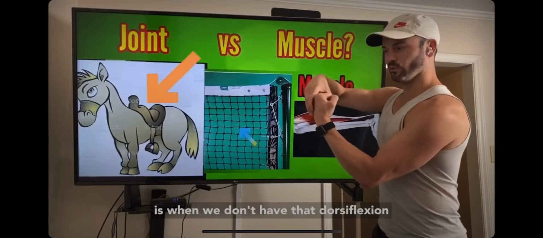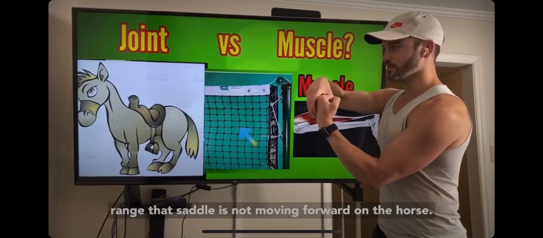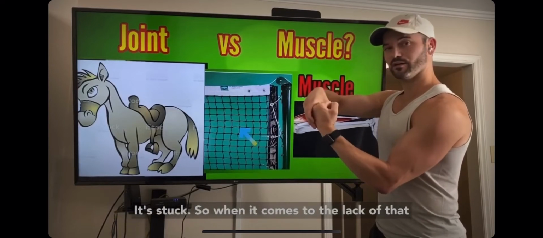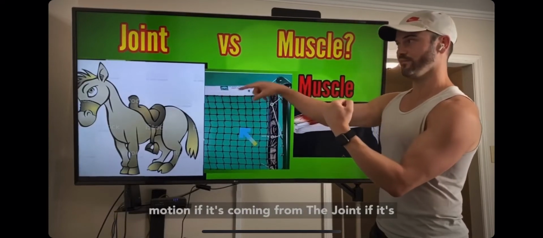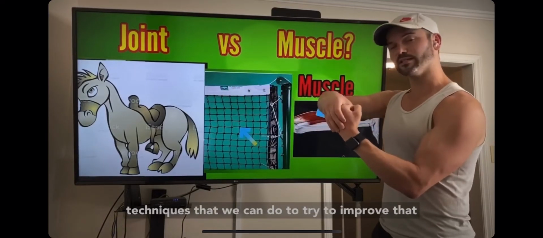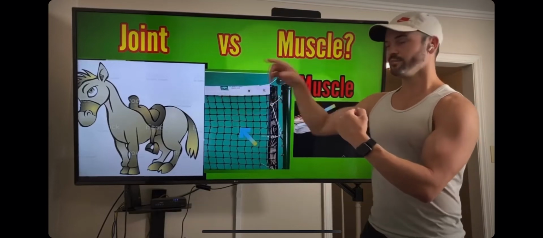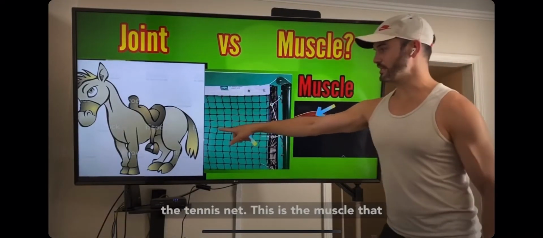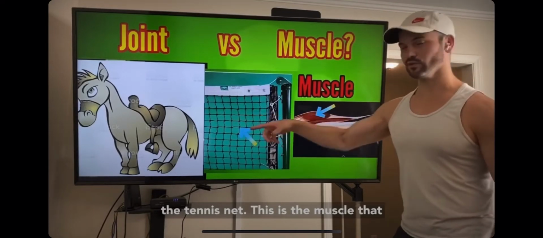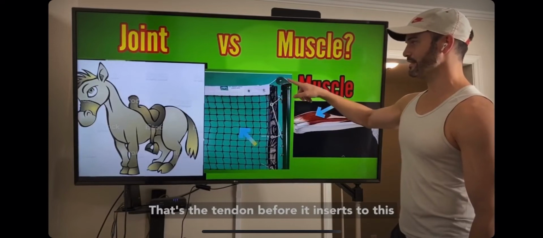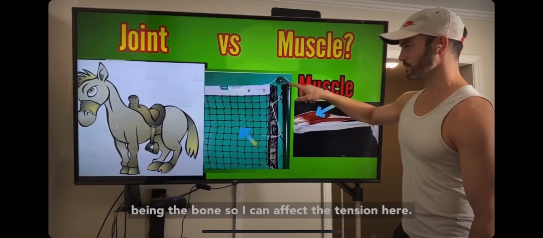So what's happening is when we don't have that dorsiflexion range, that saddle is not moving forward on the horse, it's stuck. So when it comes to the lack of that motion, if it's coming from the joint, if it's coming from the saddle, there's some different techniques that we can do to try to improve that. Versus, we think back to the analogy before of the tennis net. This is the muscle, the contractile component, versus the rope part, that's the tendon before it inserts into the bone.